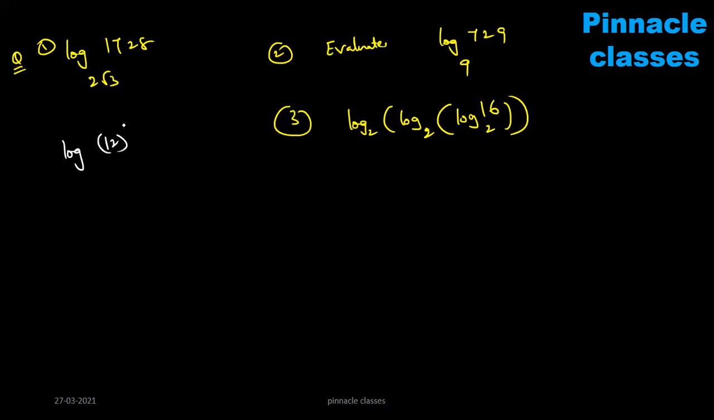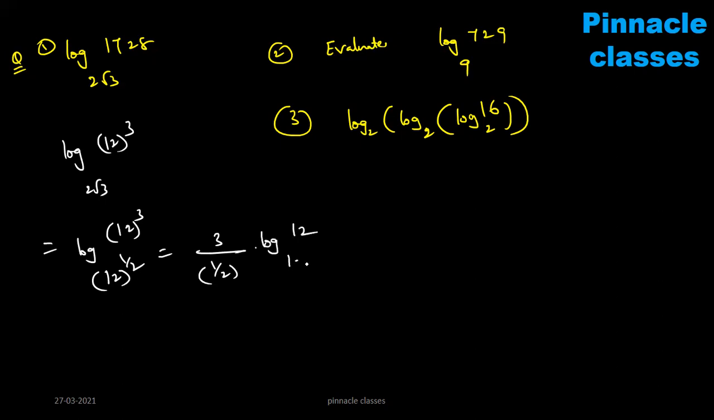So I can write this one as 12 cube, base 2 root 3. 2 root 3 means how to write? Root of 12. What is the formula? 3 by 1 by 2 into log 12 to the base 12. 2 root 3 means what? Root 12. So your number and base both are same. This value is 1. 3 by 1 by 2 means how much? 3 into 2 into 1. So the answer is coming 6. It's a very important model.